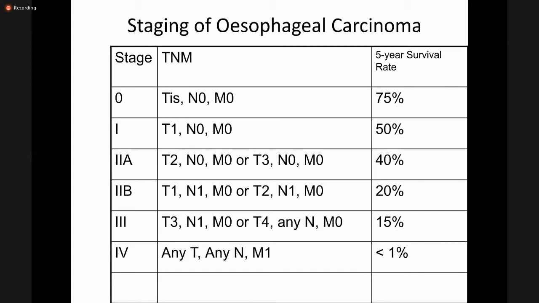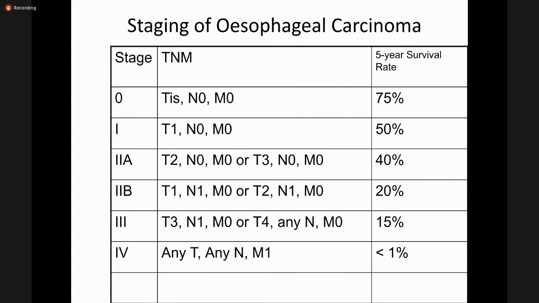In the same way, if a node is not involved, then we call it N0, and if the nodes are involved, then N1. And M is for metastasis. So TNM actually has T stage, N and M. N is the nodal involvement: if nodal involvement is there, then N1, and if not, then N0. And M is distant metastasis. Like if the cancer moves towards the lungs or liver, or some other distant blood-borne metastasis, then we call it M1. And if there's no distant metastasis, then we call it M0. So it's very easy to remember N and M.